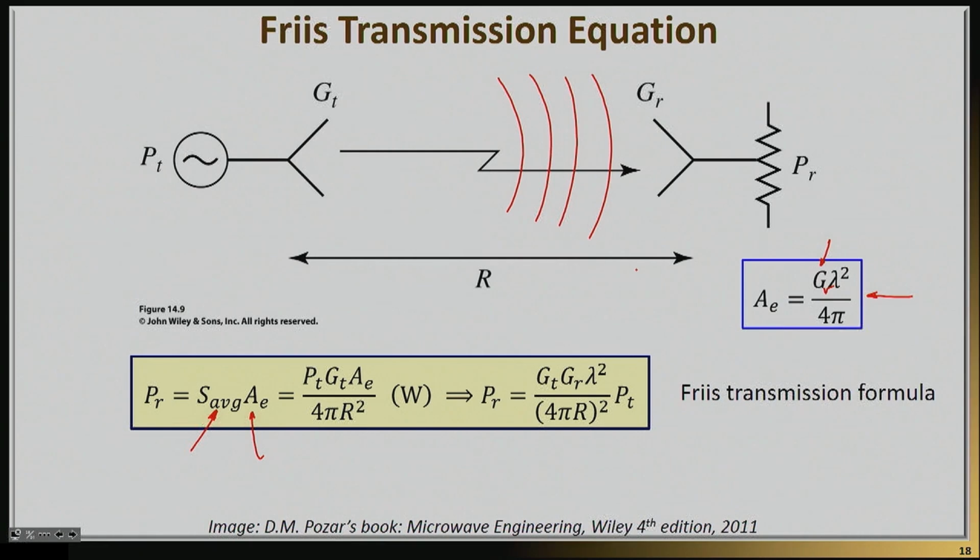Now, for some antennas, this effective aperture is actually related to the real antenna aperture. For example, if you have a horn antenna, the effective aperture is actually proportional to how big the actual opening of the horn is.